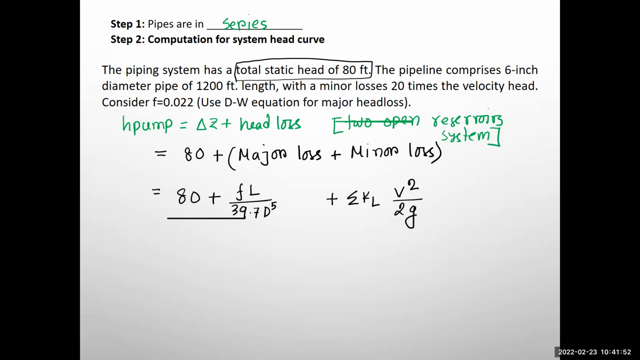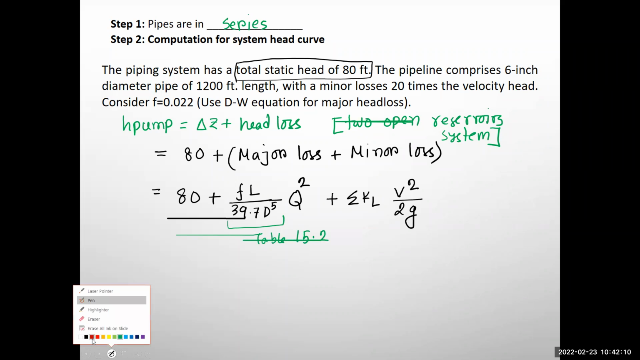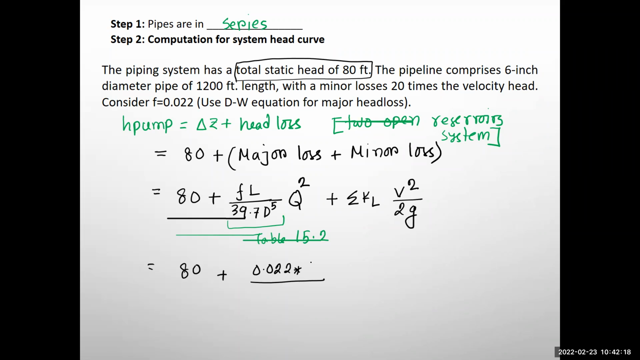39.7 D to the power 5, and since we are using the Darcy-Weisbach equation, it should be Q squared, right? So I will just make a note, table 15.2. Okay. Now, A D plus what is F? L is 1200, right? 39.7, D is 6 inches, so I need to convert that.